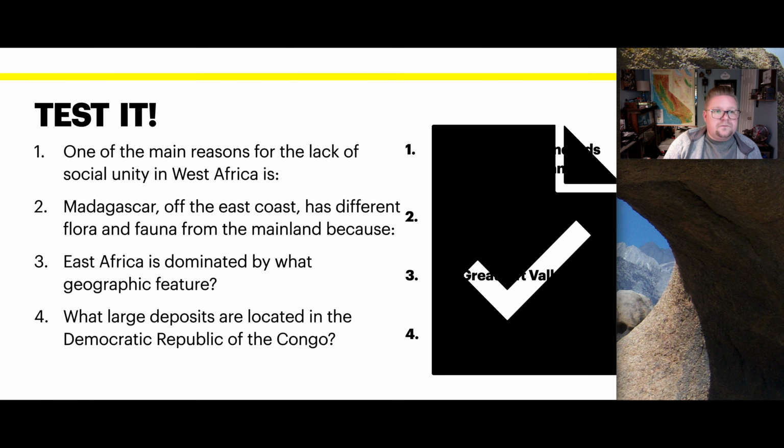So, let's test it. I've provided 4 sample questions here and we'll discuss the answers. The first question is, one of the main reasons for the lack of social unity in West Africa is... The second question is, Madagascar, off the east coast, has different flora and fauna from the mainland because... Question 3, East Africa is dominated by what geographic feature? And question 4, what large deposits are located in the Democratic Republic of the Congo?